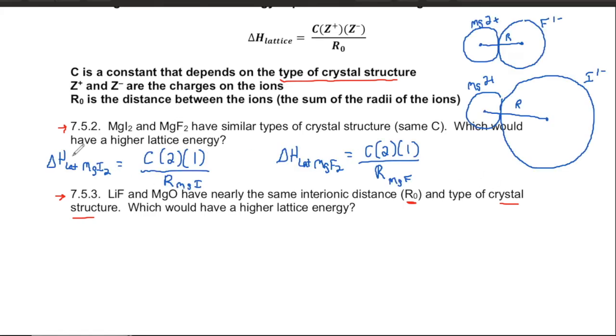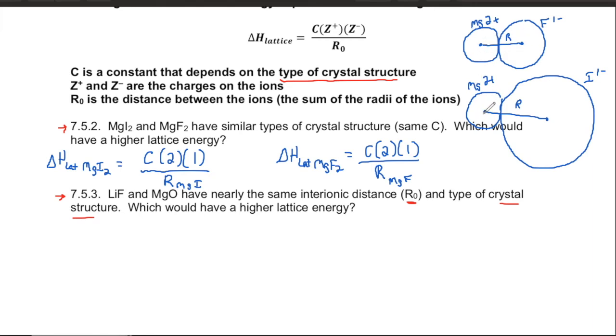All right, so comparing the lattice energy of magnesium iodide to magnesium fluoride, I've put in the charges. We know magnesium has a charge of 2, iodine has 1, fluorine also has 1 as a charge. They have a very similar C, similar crystal structure. So the numerator for both of these lattice energies is going to come out the same. It's going to be equal to 2C in both cases. So the only thing that's making these two lattice energies different is the interionic distance for magnesium fluoride and for magnesium iodide.